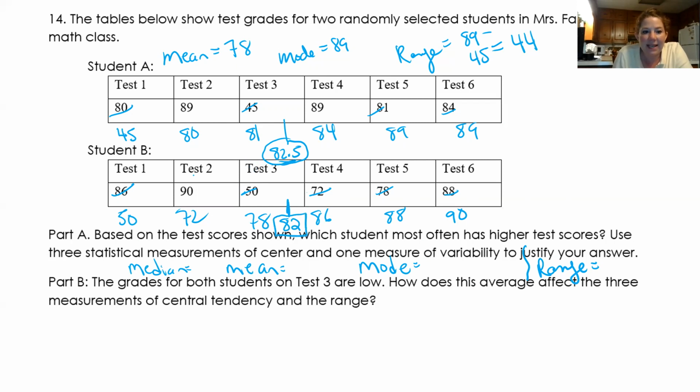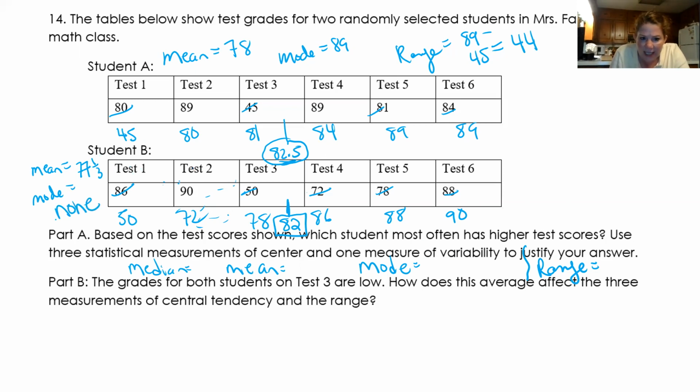Okay. And then let's find the mean and the mode. For student B, I'm going to add 50 plus 72 plus 78 plus 86 plus 88 plus 90, divided by 6, which is 77 1/3. And then the mode, do we have a mode? We do not have a mode. So the mode for student B is none.